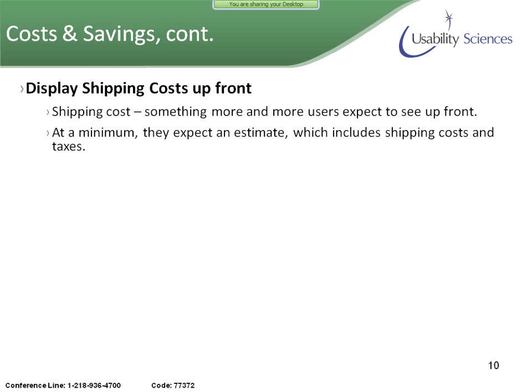Another best practice within the category of cost and savings is, let's talk a little bit about shipping costs. It's very important to display shipping costs up front. Users are expecting that more and more now. So that's something that they want to see up front. If they can't get an exact shipping cost, they at least want a minimum and an estimate of some sort. And if it's possible, with the shipping costs also include taxes.